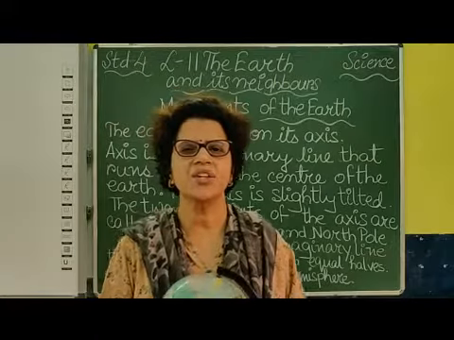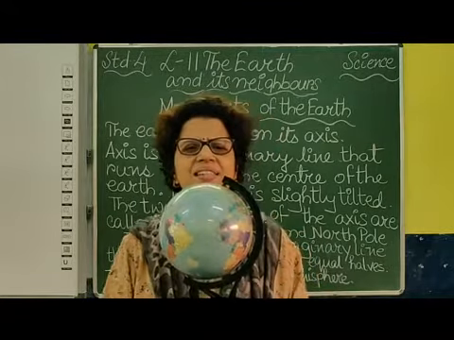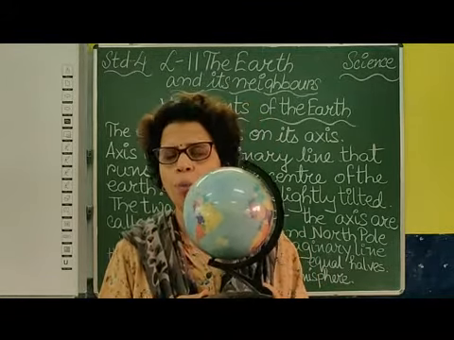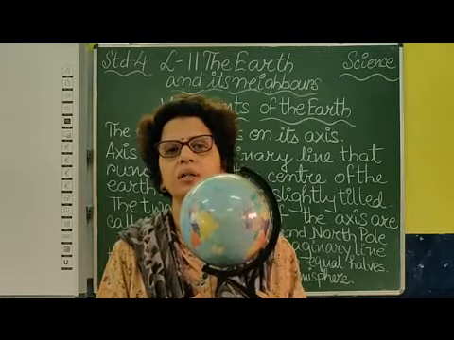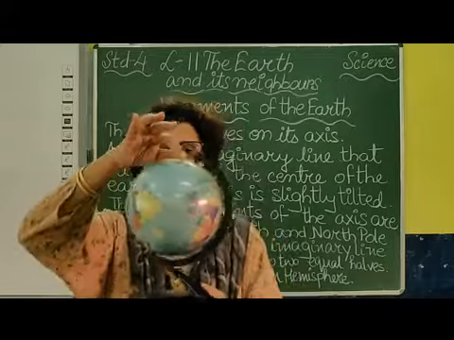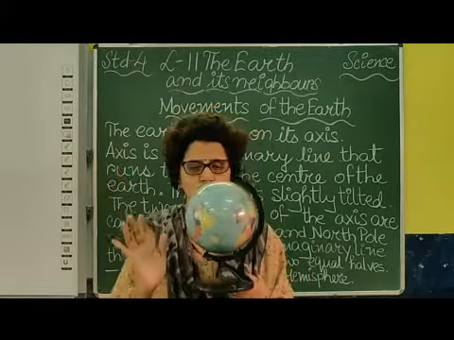Hello, good morning children. What is this? You must have seen this, isn't it children? This is a globe, okay? What is a globe? It is the model of the earth. Model means that the earth looks exactly like this. Of course, it is not so small.